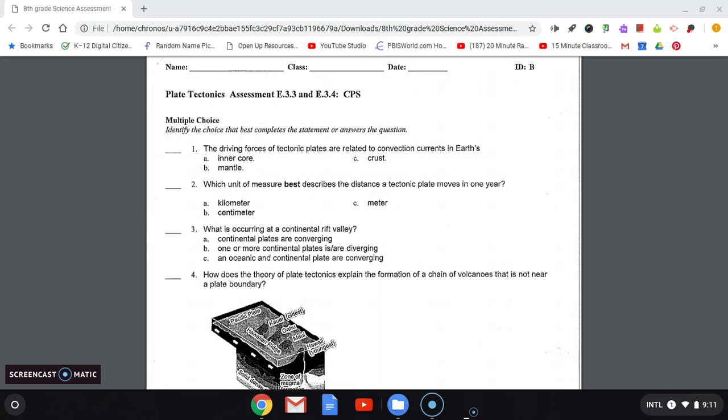Number 3, what is occurring at a continental rift valley? A, continental plates are converging. B, one or more continental plates is or are diverging. Or C, an oceanic and continental plate are converging.